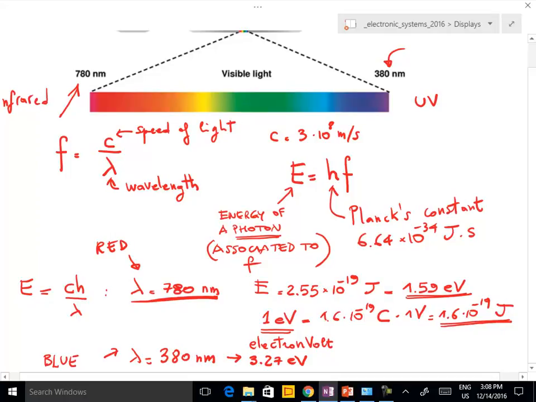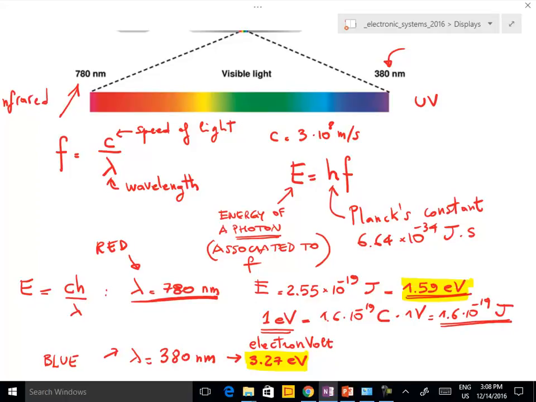So the energy of a photon, let me just stress this aspect, in the visible light is between 1.59 electron volts and 3.27 electron volts. Okay? So that's the first point I want to stress, because of course if we want to generate light, we need to generate photons with an energy in this range.